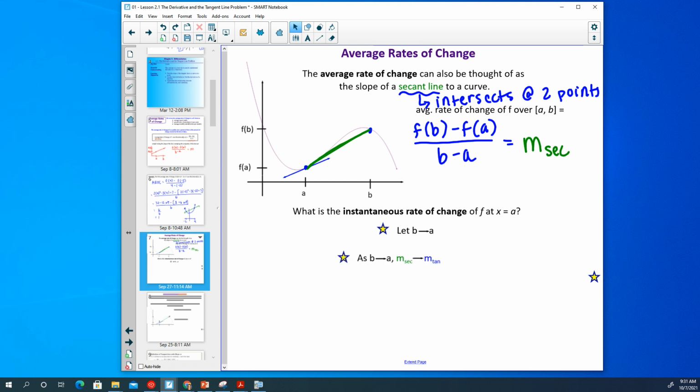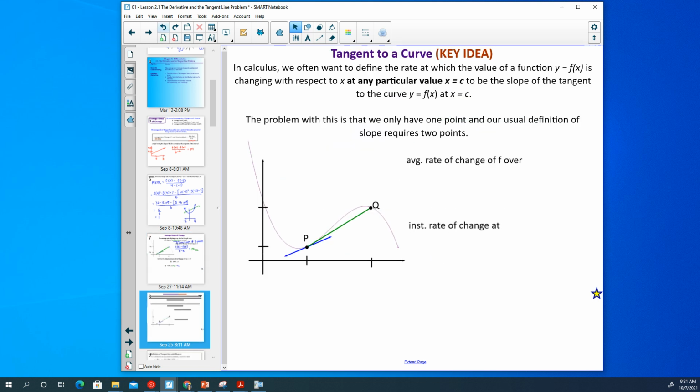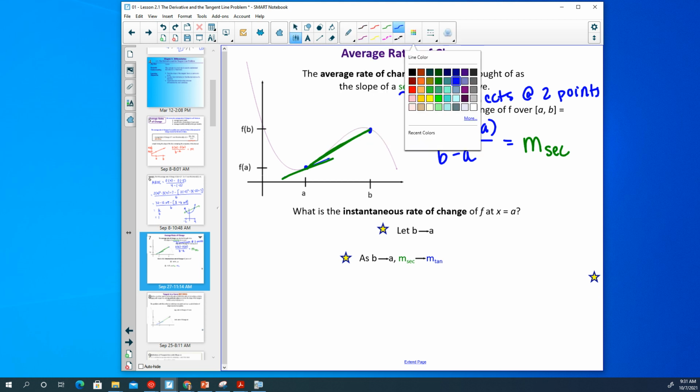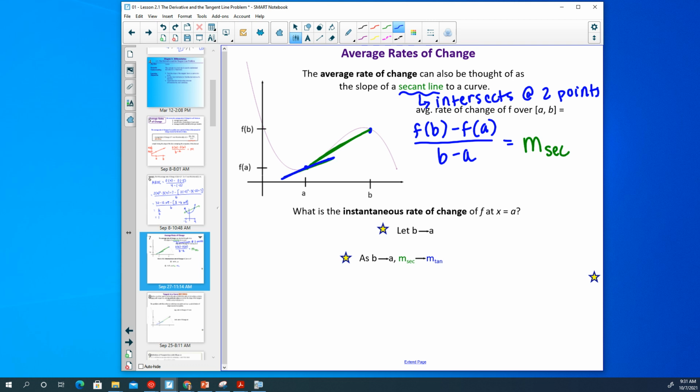And as B approaches A, the slope of that secant line is going to become closer and closer and closer to the slope of this tangent line. A tangent line is a line that only touches or intersects at one point. That's what I have in blue here. You can picture this: if I slide this point along the curve, I could get it as close to A as possible, and the slope of that secant line is eventually going to form, or get really, really close to, the slope of the tangent line. Our average rate, the slope of that secant line, is becoming the slope of the tangent line, which is the instantaneous rate.